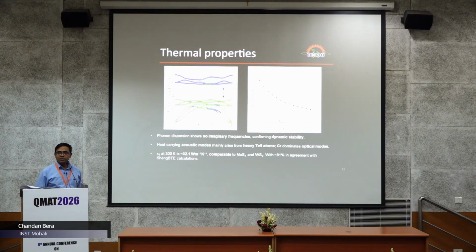Then we calculated thermal properties of these materials. Here is the phonon dispersion of the CrTeI compound. Here we got a very nice quadratic mode. This quadratic nature of the phonon dispersion confirms that this is a 2D material. And then we calculated their thermal conductivity. In these two plots, one is using our model with Umklapp scattering, the red lines, and the blue dots are the full ab initio calculations, and they are in quite good agreement.